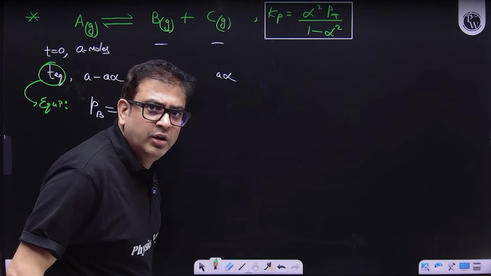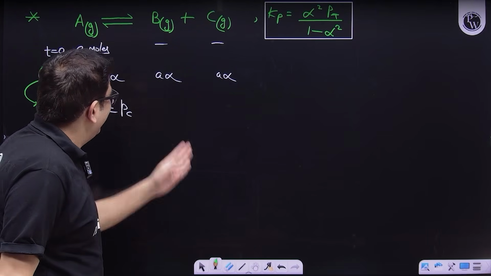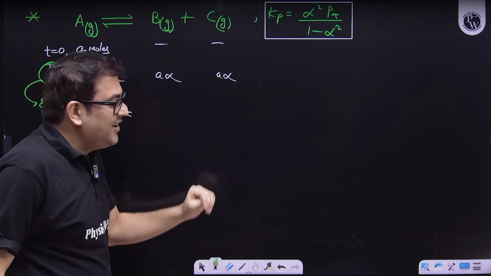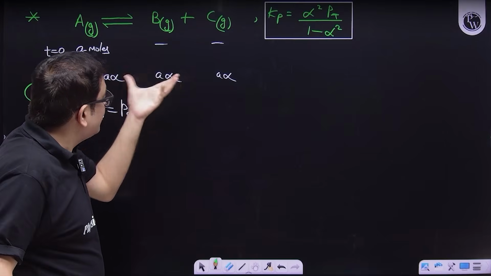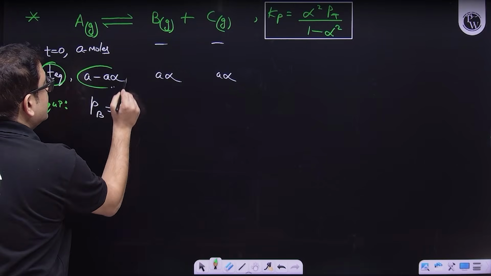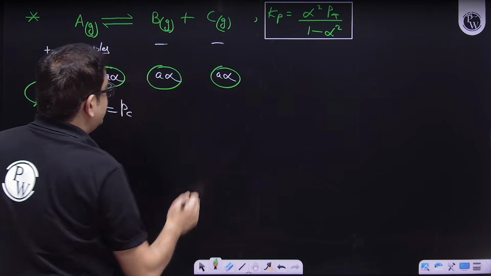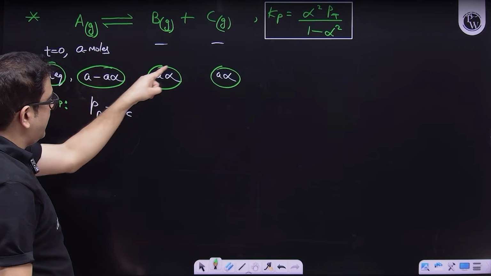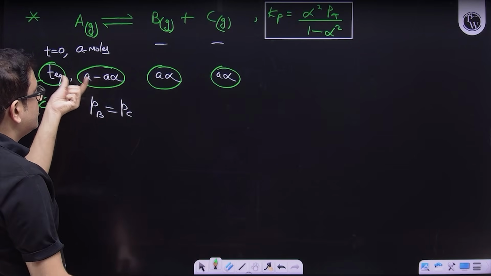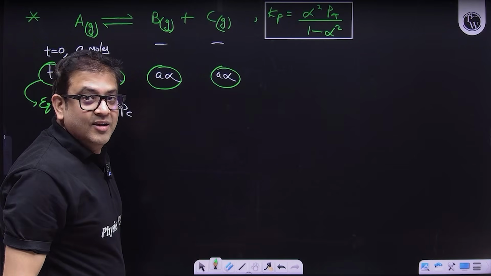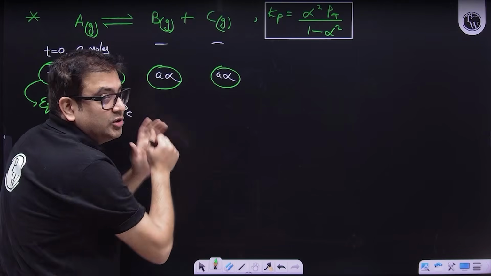Sir, why have you taken them as equal without calculating? A alpha moles are same. Their moles upon total moles. So what will be total moles? Moles of this plus this plus this. You can easily see when you add these three, A minus A alpha get cancelled. So this is A plus A alpha. So the mole fraction of both of them will be same.